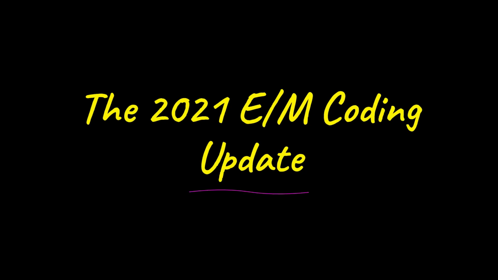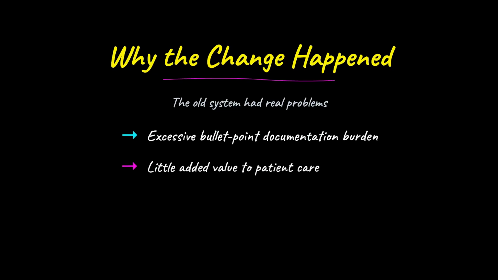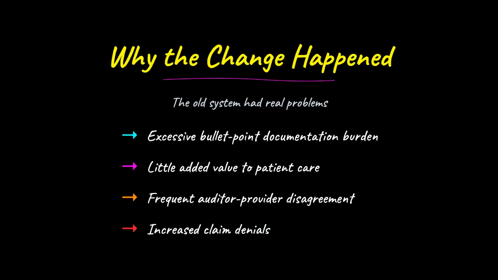Instead of counting history and exam bullet points, clinicians now choose between two paths: total time or medical decision-making complexity. The update exists because the old framework had become a documentation burden that didn't reflect clinical reality. Providers wasted time chasing bullet counts, and auditors and providers frequently disagreed on levels, causing denials and frustration.